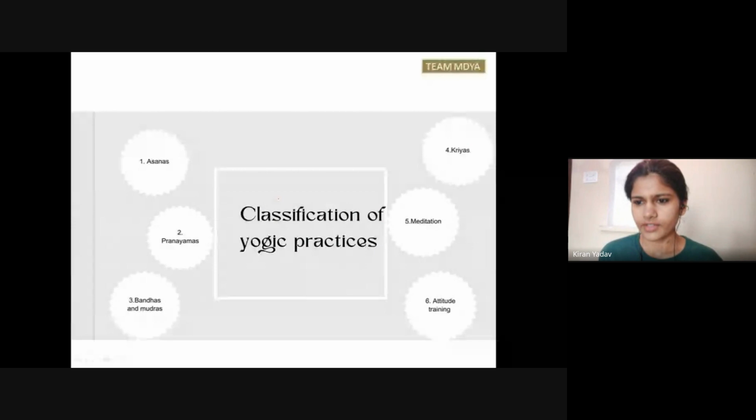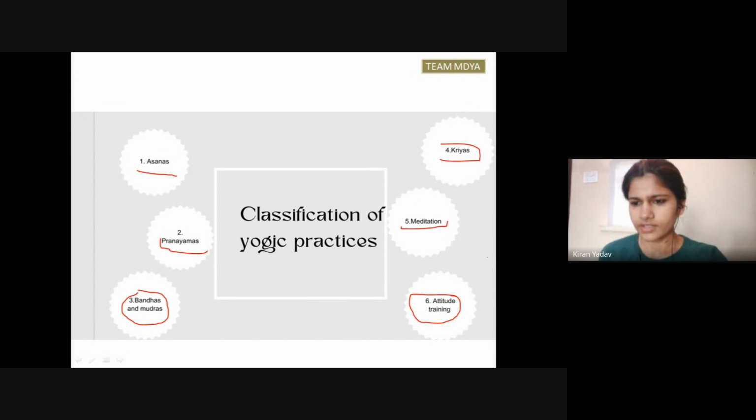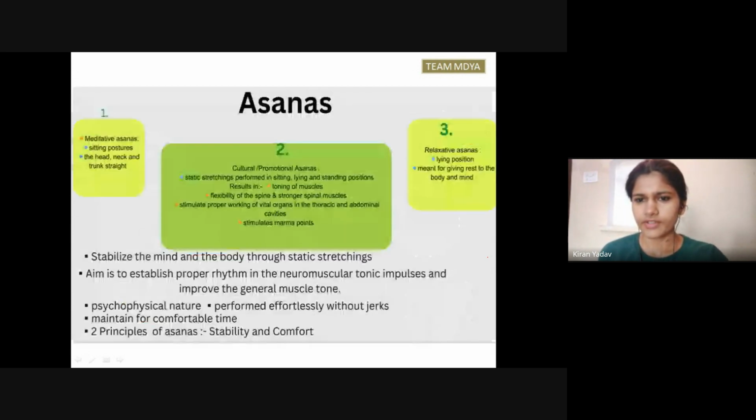There are six classifications of yogic practices. First one is asanas, second pranayamas, third bandhas and mudras, fourth kriyas, shat kriyas, fifth meditation, and sixth attitude training like yama and niyama. These are the six classifications. We will further study these in more detail.